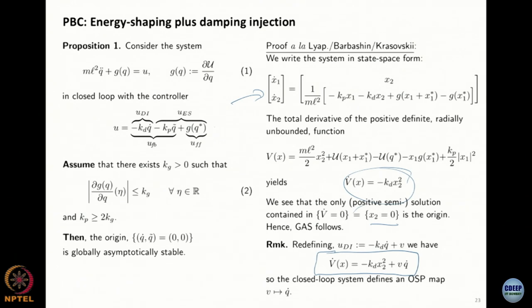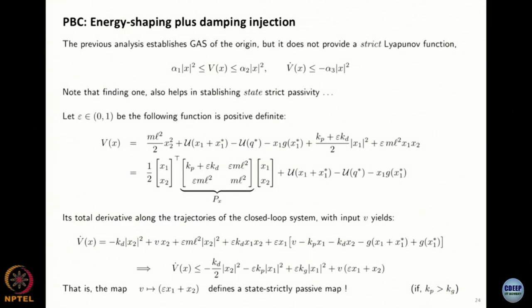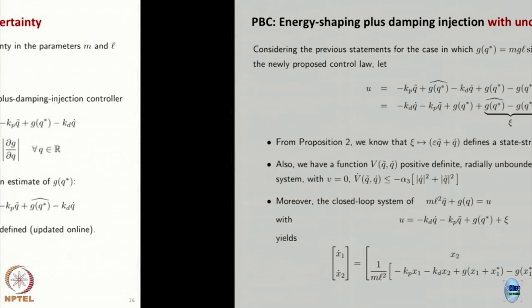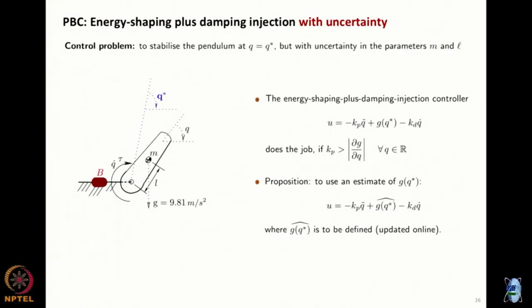So if you add another input here, in place of this you will have the same input multiplied by Q dot. So you could carry on with more things. Let me just quickly show you what happens when you want to stabilize the system again here.